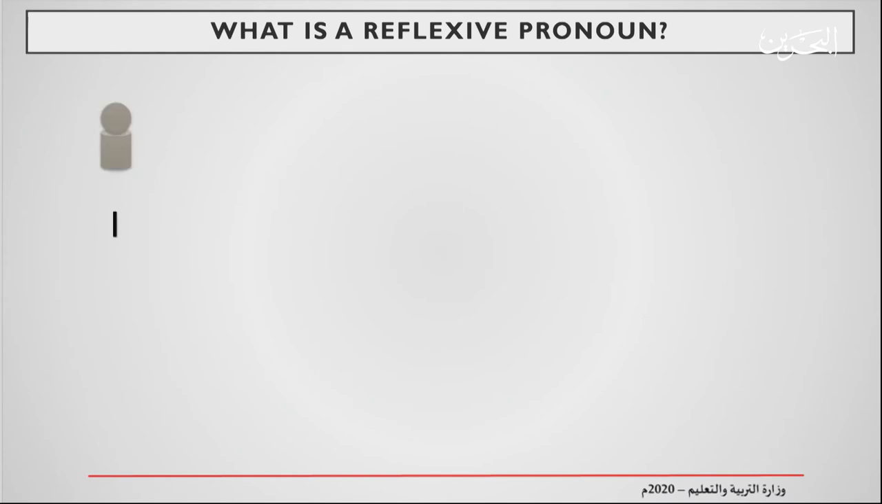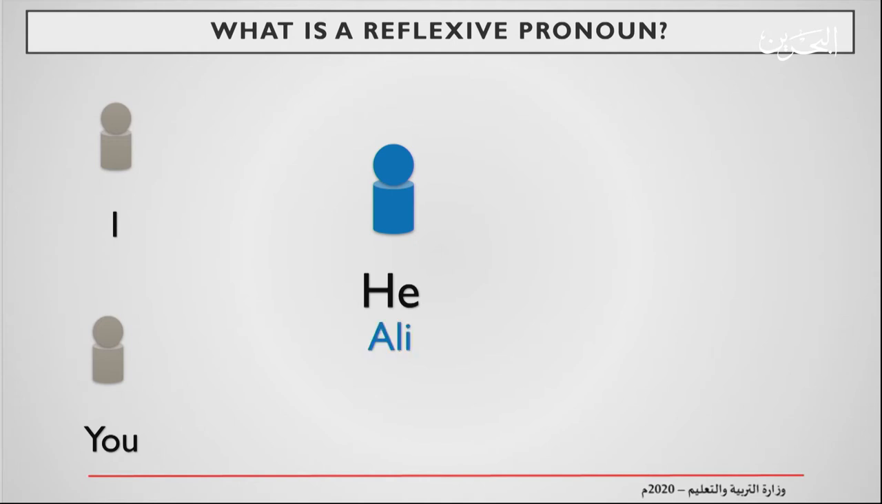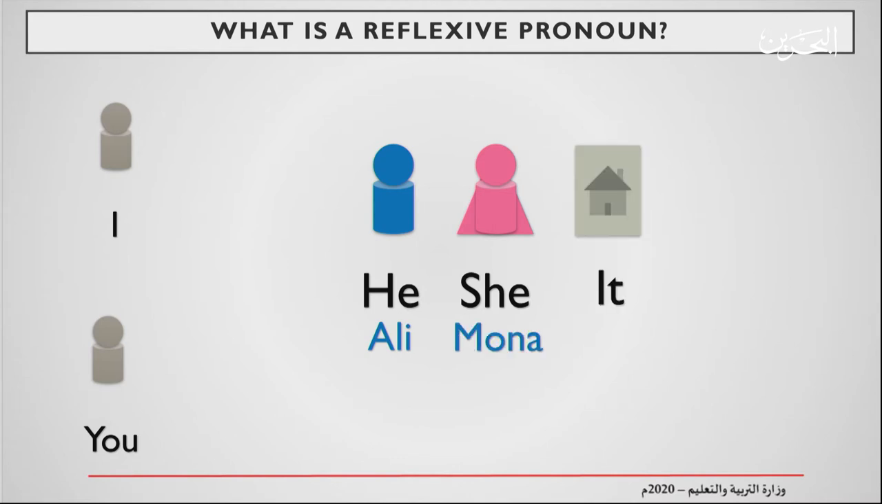In order for us to understand reflexive pronouns, let's go back to subject pronouns. So, I have the pronoun I. Another pronoun, you. Another pronoun, he. But you can also say Ali, his name. Another one, she, and Mona, for example. It, and you can say the house. The first one is a male, and the second one a female. So all of these are singular pronouns.